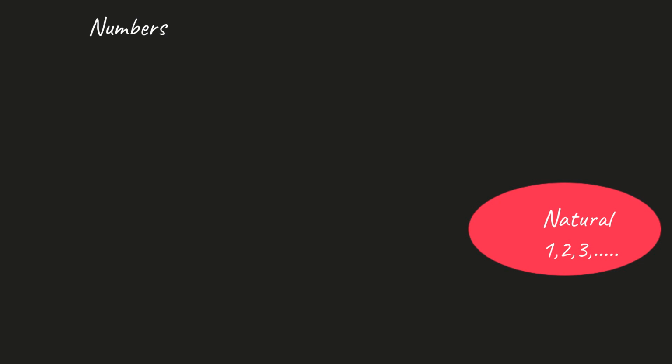Earliest man needed to count things. They needed to know how many things there were. There were 5 bison on the field that needed to be hunted. Can we hunt 3 of them? Will we leave the females? Right? They needed to count, right? And that's really, really important. So these are called natural or counting numbers.